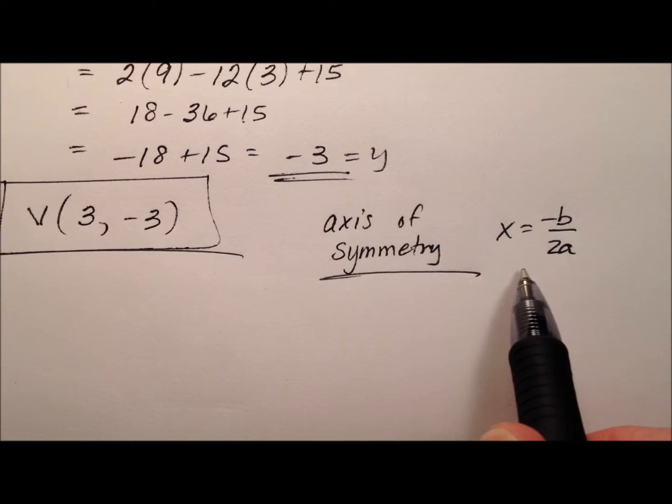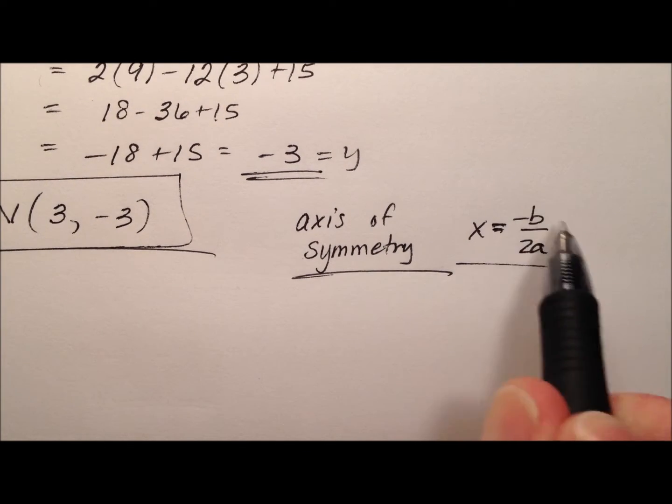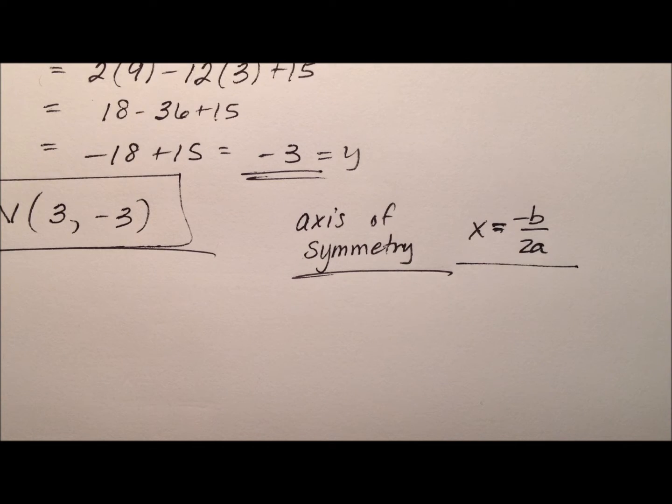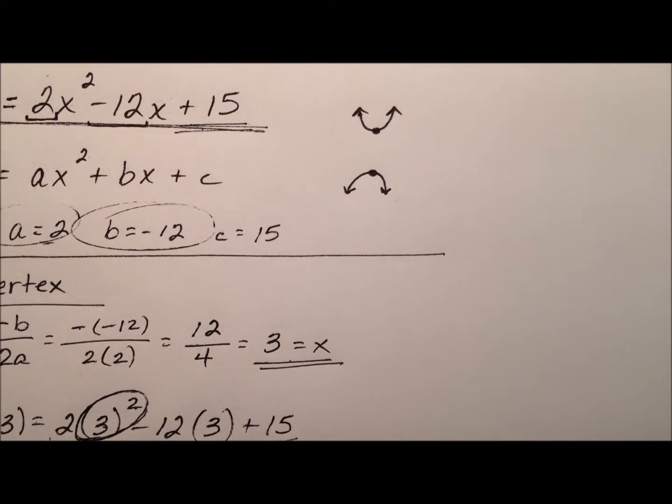And in this case, this is a vertical line. X equals some value here. And it's going to be the equation of a vertical line. And so, let's talk about what that looks like.